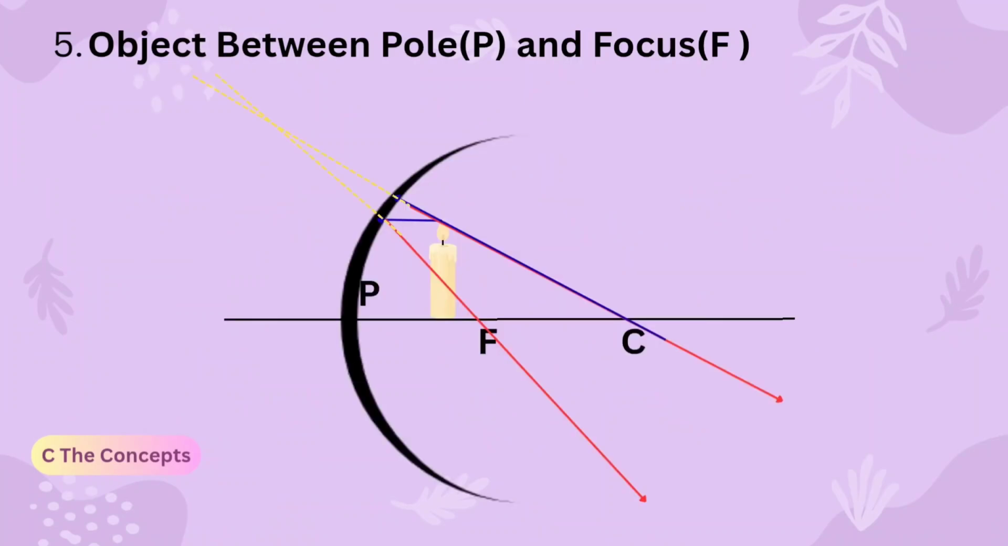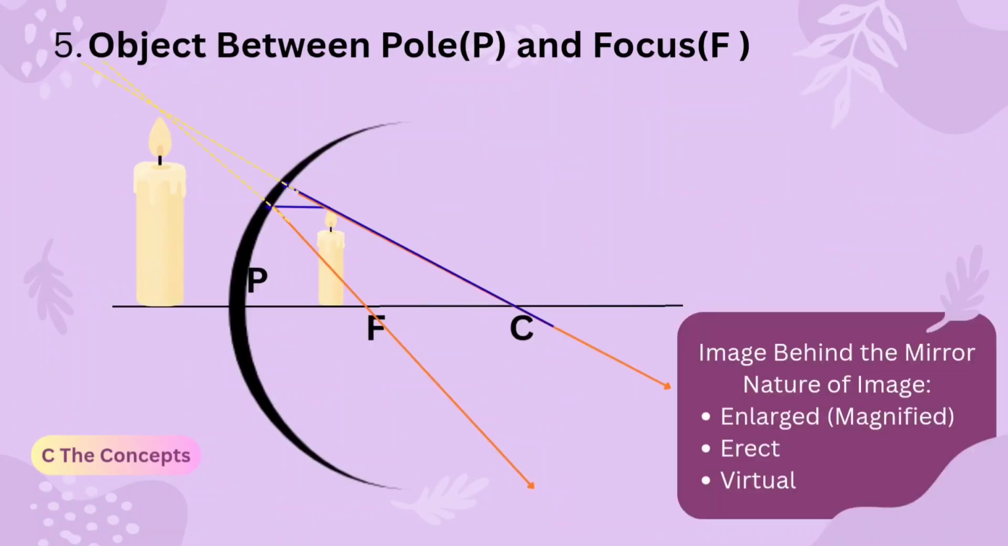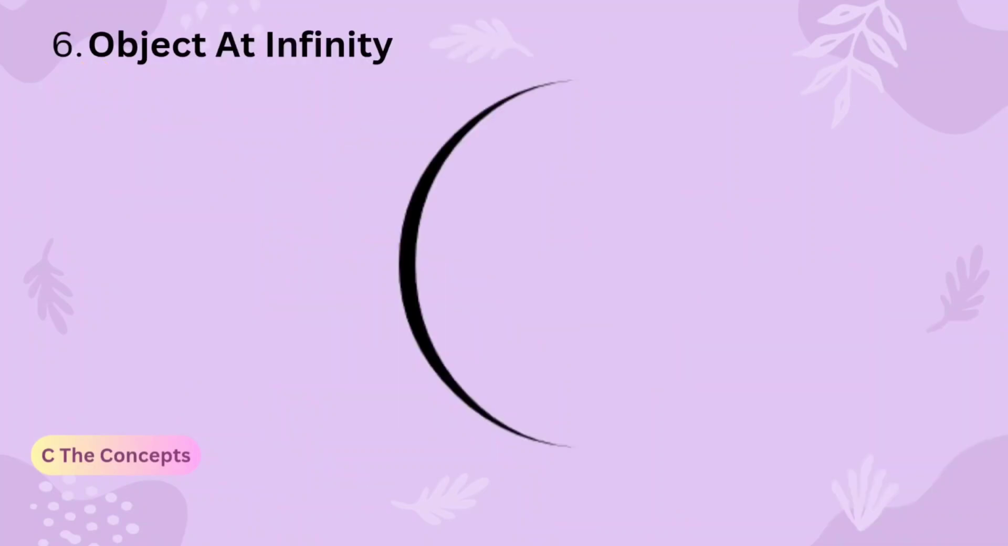What we are going to do is extend the rays backwards. So here we can see the light rays are meeting at one point, which I am indicating with yellow color. Here we can see the light rays are meeting by the extended rays behind the mirror. So the image formed here is a virtual image as it is formed by extending the light rays backward. So the image formed in this case is behind the mirror, and the nature of the image is enlarged, erect and virtual.